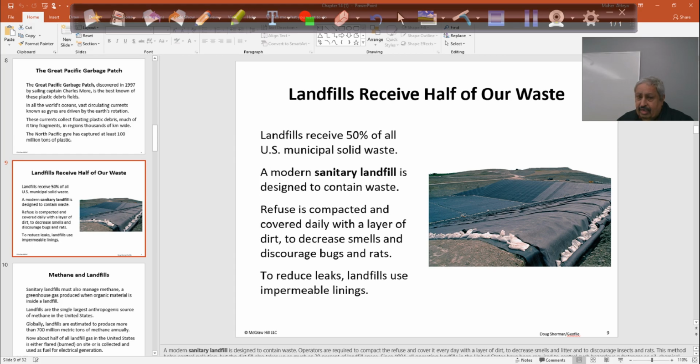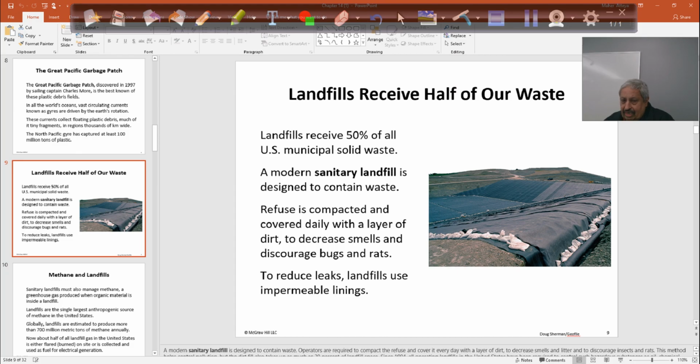A modern sanitary landfill is designed to contain waste. You can see they put a lot of plastic on them to protect the ground, so any waste liquid is not seeping into the ground and affecting the tap water quality there. So a modern sanitary landfill is designed to contain waste. Refuse is compacted and covered daily with a layer of dirt to decrease the smell and discourage bugs and rats.